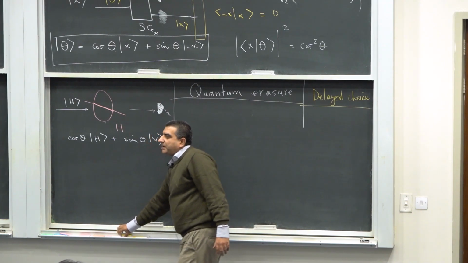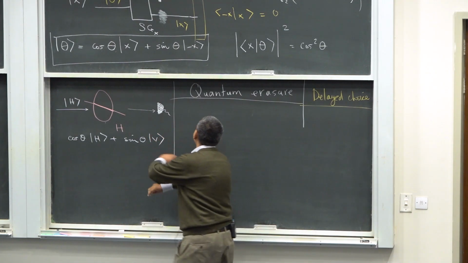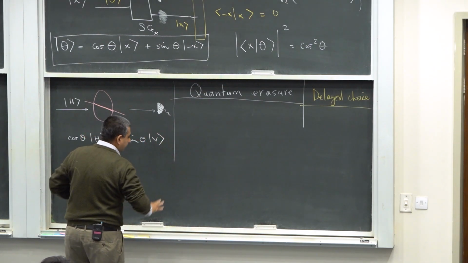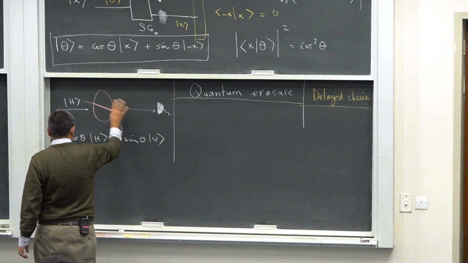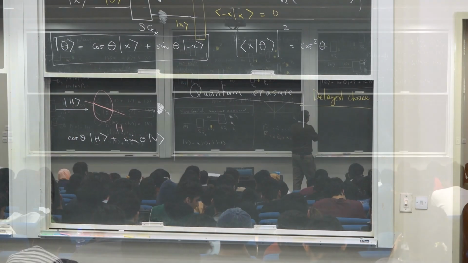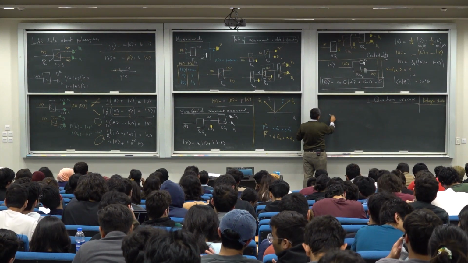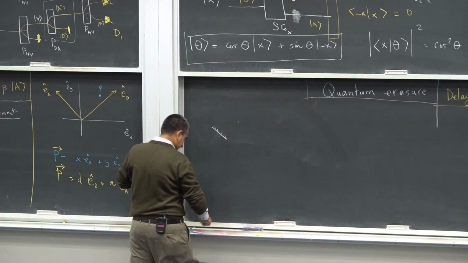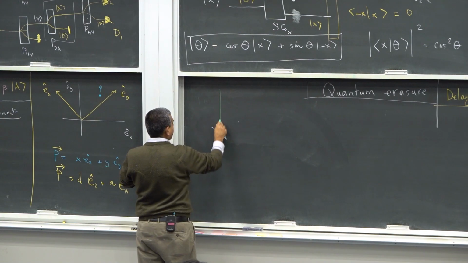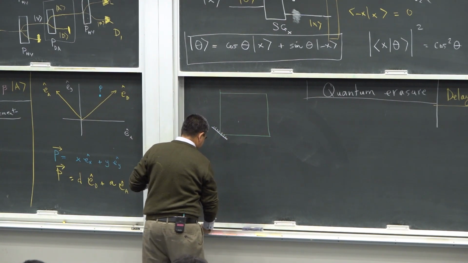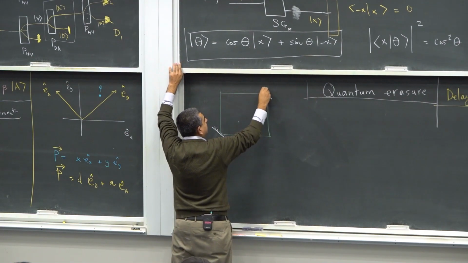So if I come back to my Mach-Zehnder interferometer, let me just erase this part. We've already seen what a Mach-Zehnder interferometer is: a 50-50 beam splitter, another 50-50 beam splitter.